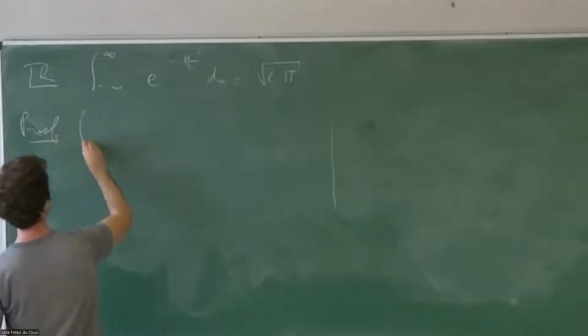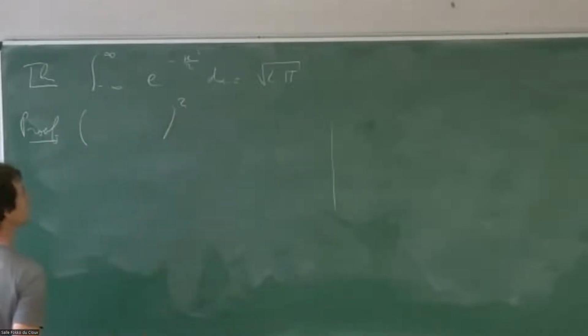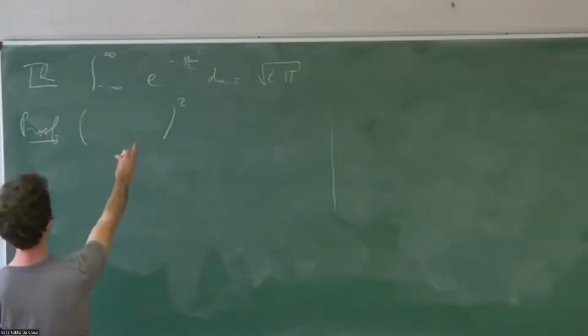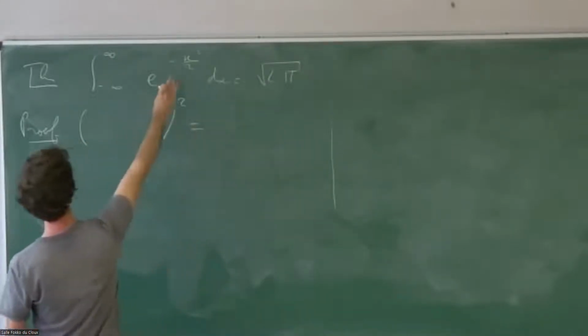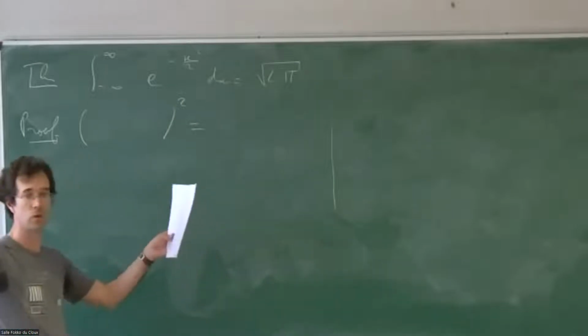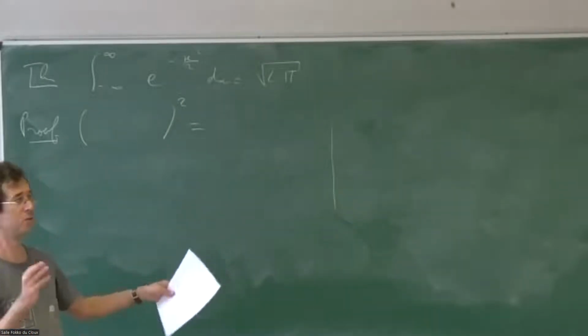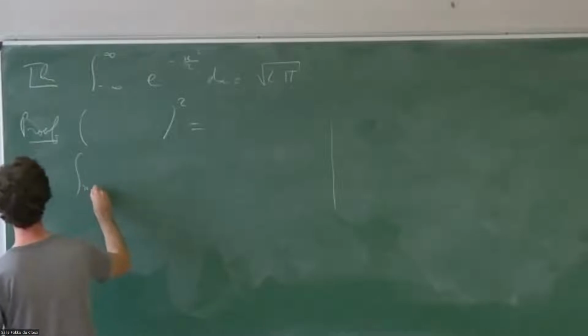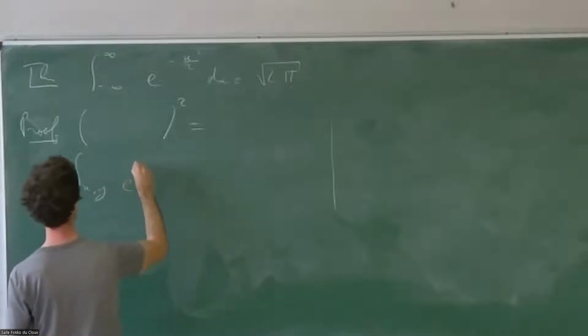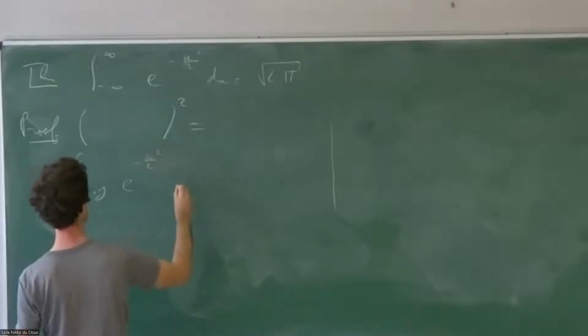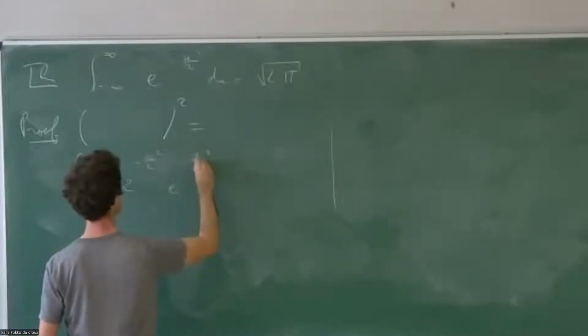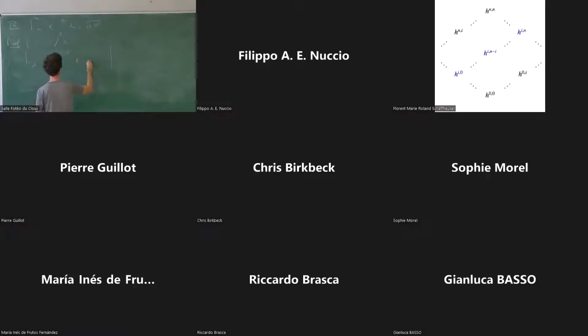You take the integral, you square it. And how do you compute the square? Well, it's the integral with respect to x times the integral with respect to y. Then you do some formulae, and so you have the integral with respect to x, y of exponential minus x squared divided by 2, exponential minus y squared divided by 2, dx dy.